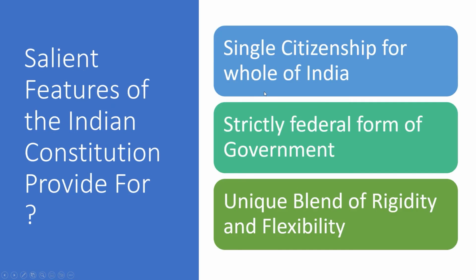Next, salient features of the Indian Constitution. These are the salient features of the Indian Constitution, which has single citizenship for whole of India. This is not strictly federal form. This is actually a wrong option. It is not strictly federal form. It is federal but with unitary features and a unique blend of rigidity and flexibility. So the wrong option here is strictly federal in form, but it is federal in form with unitary features, that is, it has unitary bias or central bias.